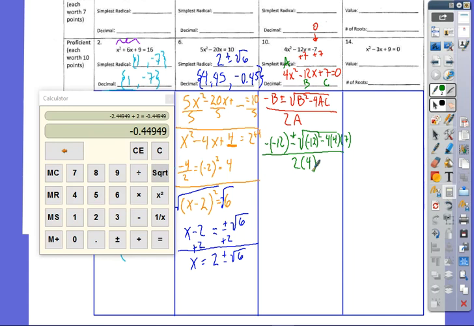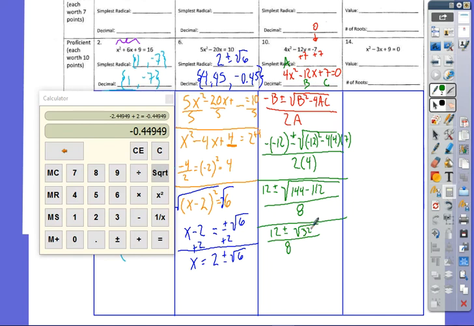So the opposite of negative 12 is positive 12. So we get 12 plus or minus the square root. Negative 12 squared is 144. Minus 112. All over 8. 144 minus 112 is 32. So we get 12 plus or minus the square root of 32 all over 8.